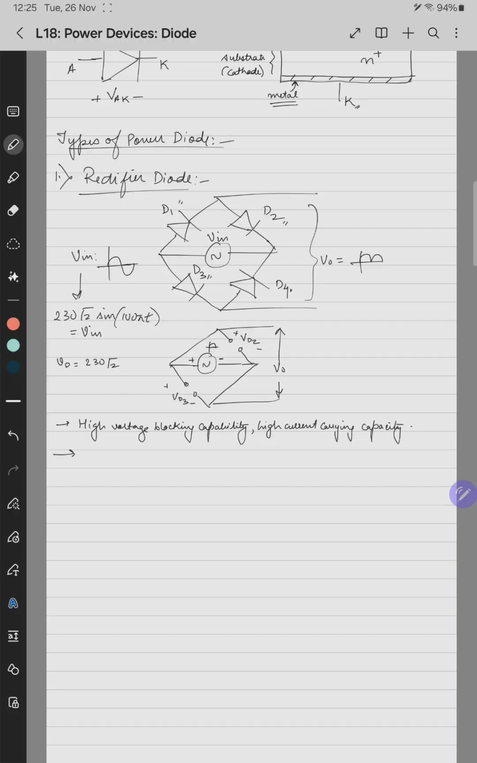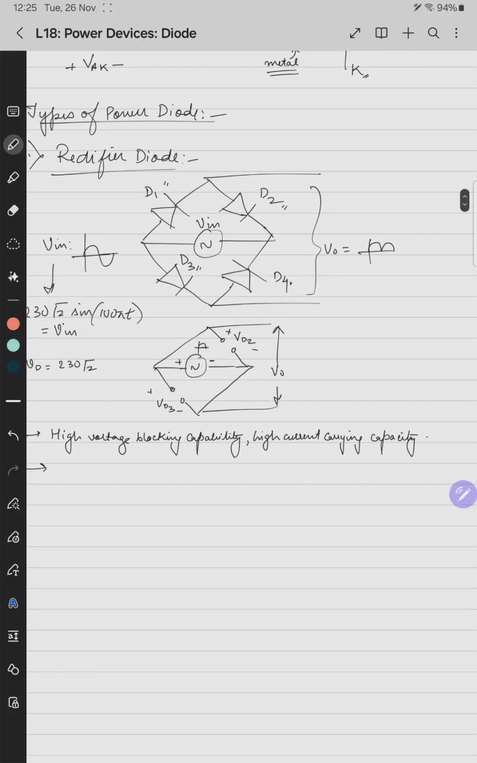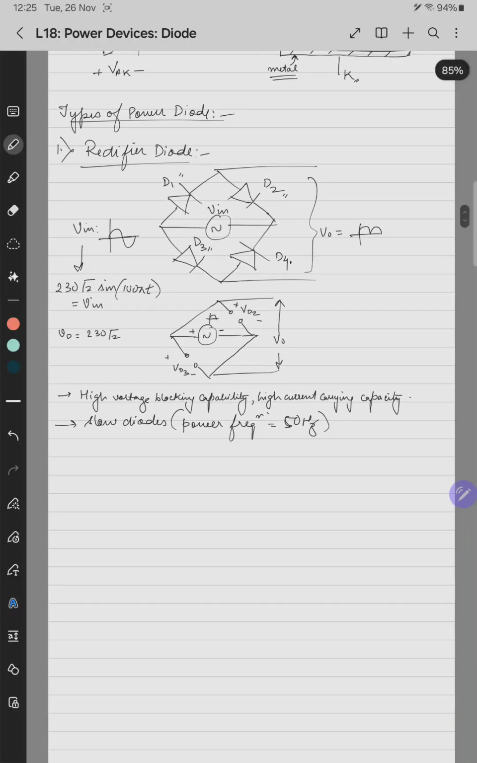And the speed of operation is at what speed the diode operates. So the diode turns on and turns off at a frequency equal to the supply frequency. That's why they are slow diodes, because they operate at power frequency, which is 50 Hertz. So they are slow in nature, but their voltage and current rating is higher. So these types of diodes are called rectifier diodes. They are used for AC to DC converters.